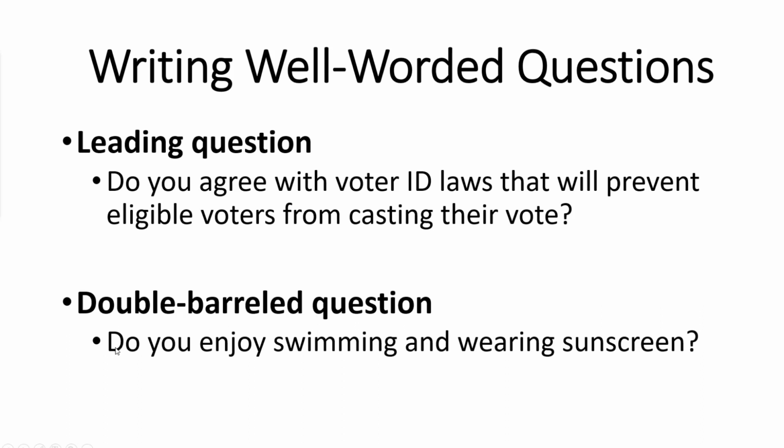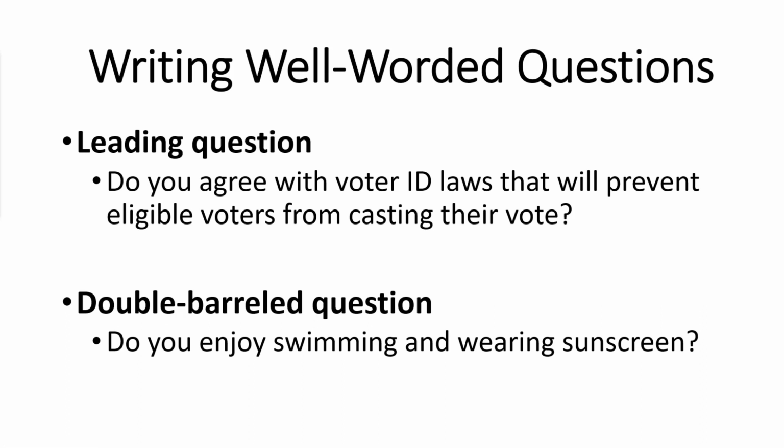And so an example of this would be, do you enjoy swimming and wearing sunscreen? And so this is a double-barreled question because you're actually asking two different questions. I'm asking, do you enjoy swimming? And do you enjoy wearing sunscreen? So if somebody answers yes to this question, are they saying yes, they enjoy swimming? Are they saying yes, they enjoy wearing sunscreen? Or are they saying yes, they enjoy both swimming and wearing sunscreen? So it's a little bit ambiguous. We're not quite sure what information we're getting from this kind of question because the question isn't really asking one thing.